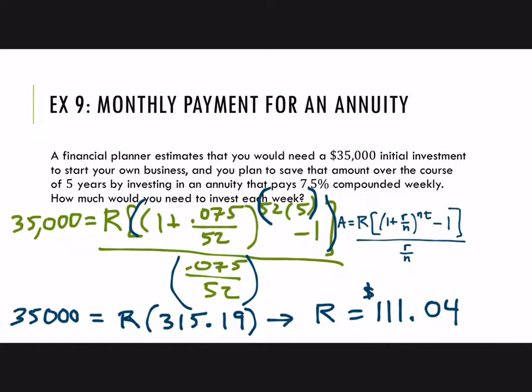Alright, so that's just one option. You may have chosen to use this method but rounded differently at this step, and then you would get a slightly different regular payment. Now let's talk about just solving for R.